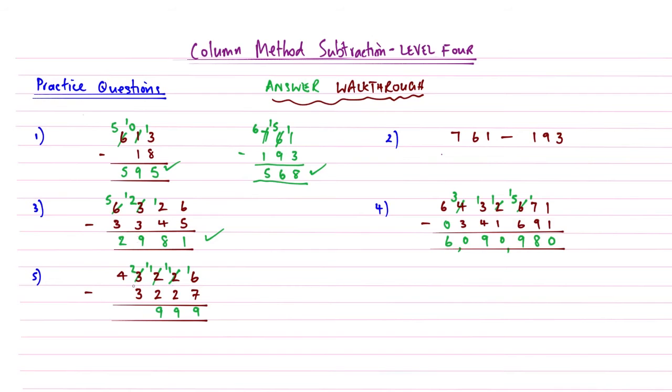And then thousands column, again it's too small, so we're going to borrow. 12 subtract 3 is a 9. And then 3 subtract nothing gives me 3. So the answer to question 5 is 39,999. So that's level 4 done.